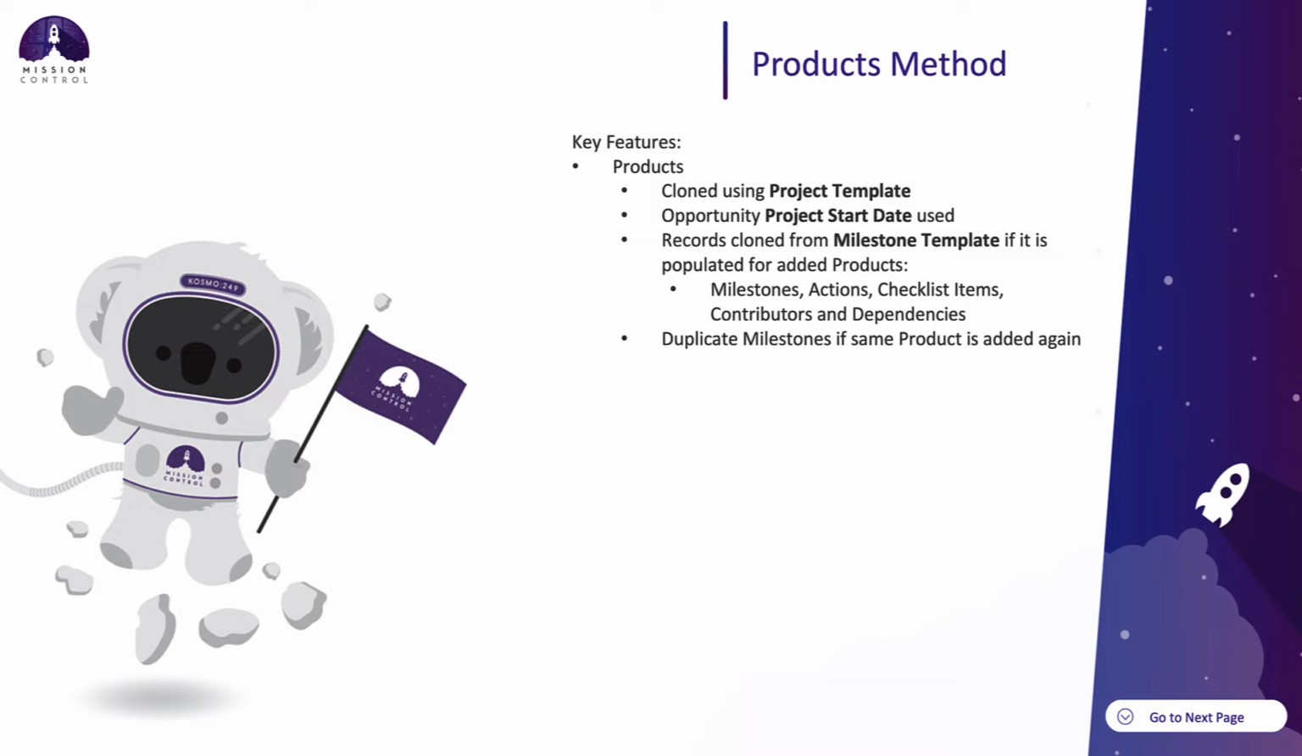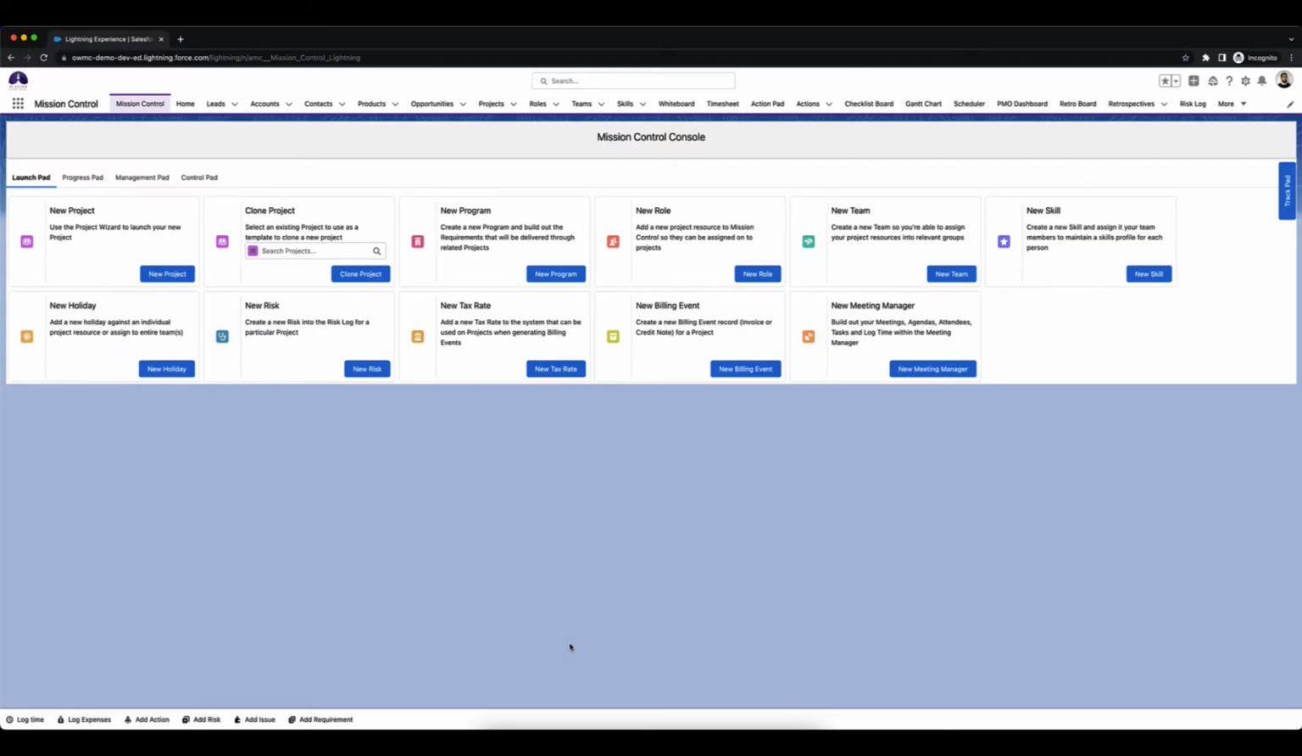However, the rest of the project plan, which is the milestones, actions, checklist items, contributors, and dependencies, will only be added if the project has a milestone template specified. And if a product is associated to an opportunity multiple times, then a milestone will be added to the project the same number of times that the product is referenced on the opportunity. So if I add a training product which has a training milestone 3 times to the opportunity, then the project generated will have the same training milestone added to it 3 times. So let's have a look at that.